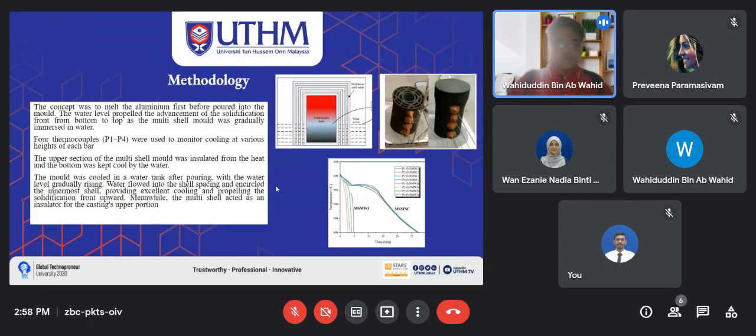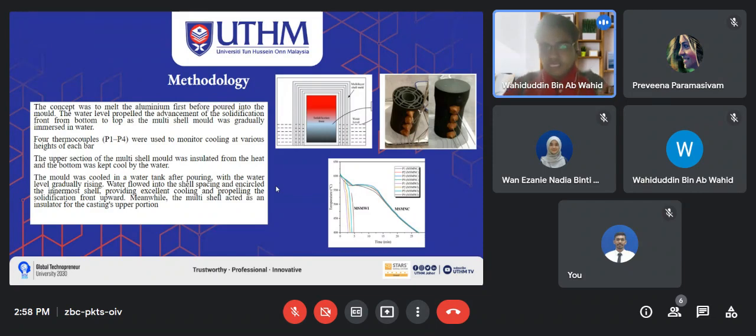So next we go to the methodology, which is the procedure. The first concept was to melt the aluminium before pouring into the mold. The water level proper the advancement of the solidification front from bottom to top as the multi-shell mold was gradually immersed in the water. The four thermocouples, which will be level P1 to P4, were used to monitor cooling at various heights of each bar.